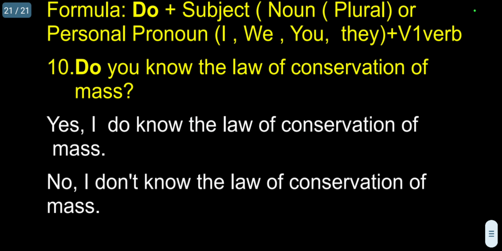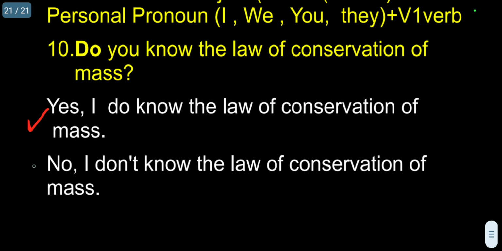Do you know the law of conservation of mass? This is actually under the first law of thermodynamics. If yes: yes, I do know the law of conservation of mass. If it is no: no, I don't know the law of conservation of mass.